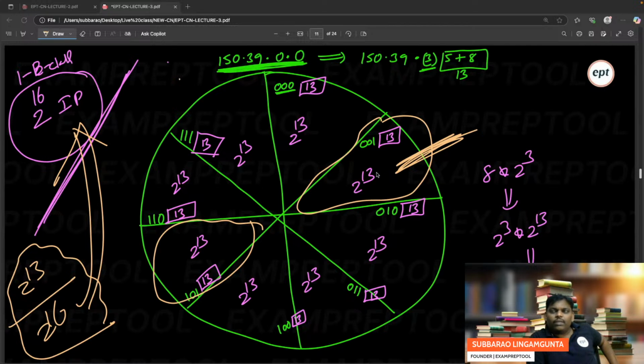To represent 8 people, 8 can be written as 2 cube, so 3 bits are required. Initially doubts will be there for everyone.